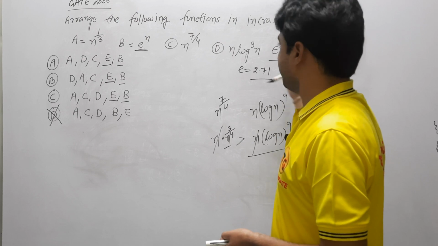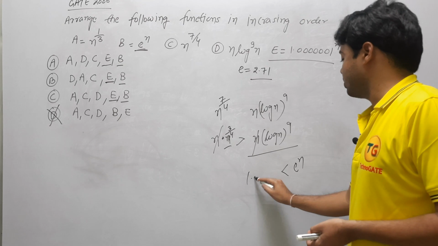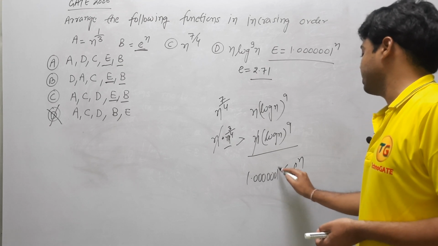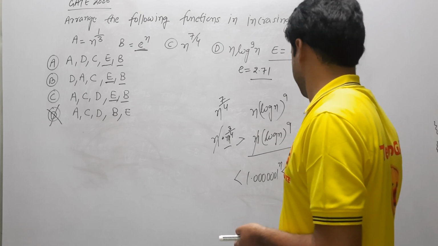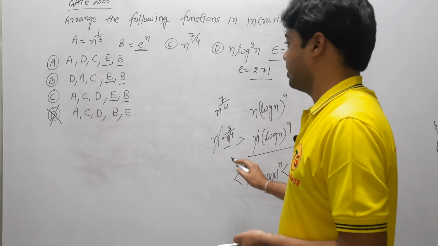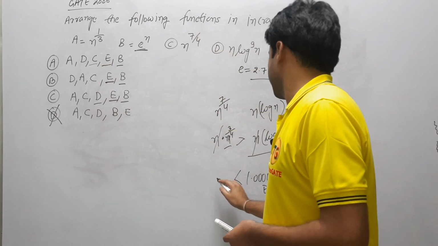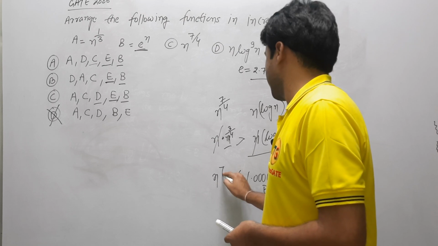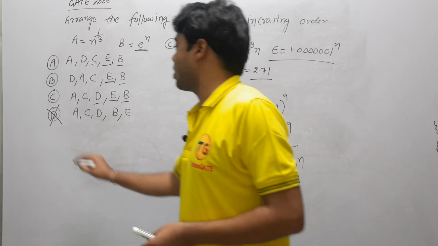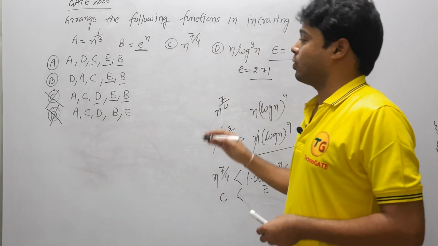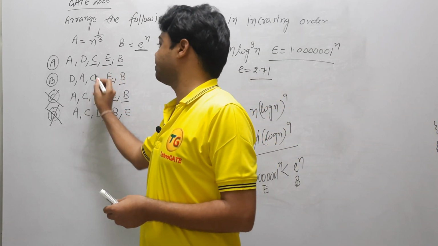After that, B is e raised to power n. Next one is 1.000001 raised to n, so this is E. Sorry, this is B, and this is E. After that, C and D: C is larger than D, so n raised to power 7 by 4 is C. So option C is eliminated here, because the largest function is B, then E, then C.